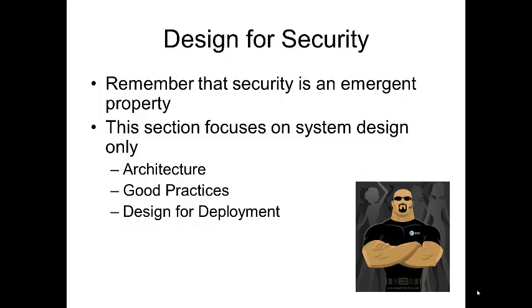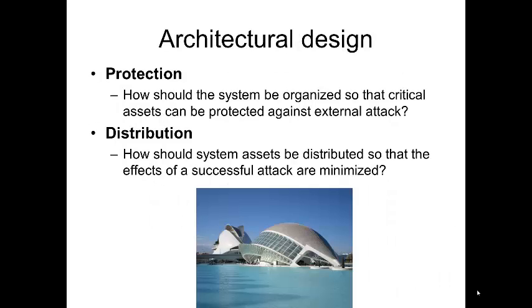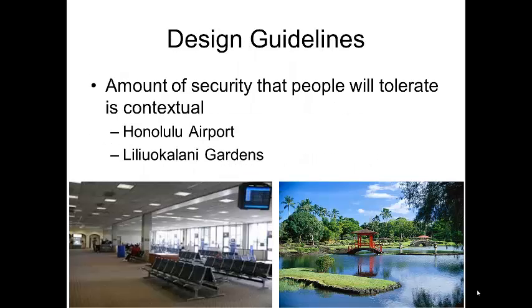So what are some good things to do in architectural design, good practices for security, and how do you design for deployment? So architectural design, you can design for protection. How should the system be organized so that critical assets can be protected against an external attack? And distribution, how should the assets be distributed so the effect of a successful attack are minimized? Now these are potentially conflicting. If the assets are distributed, then they're more expensive to protect.